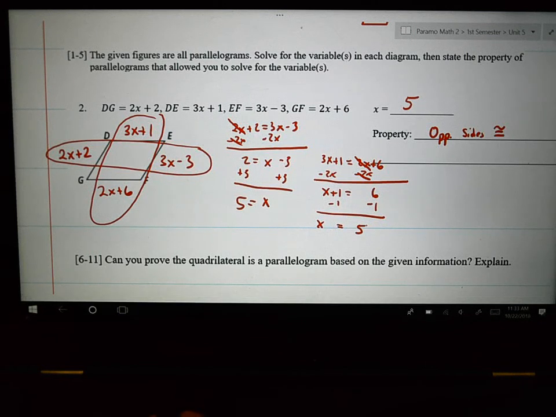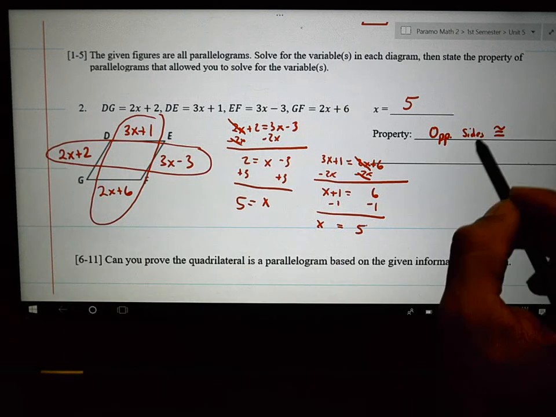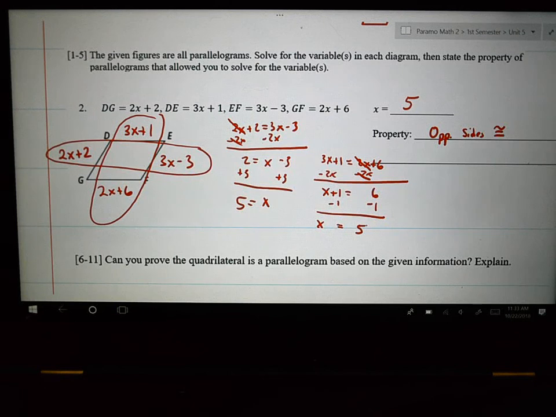They don't ask us to do anything else other than to find x. And what do we use? We use that the opposite sides are congruent for number 2.